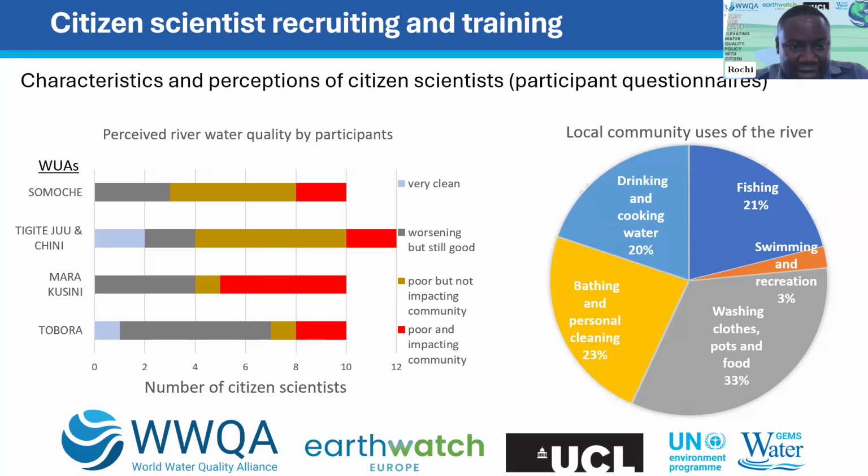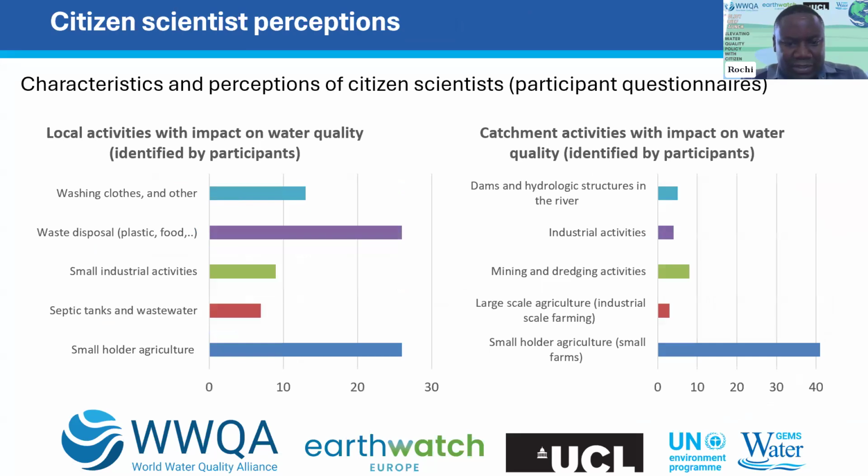As the data shows, for Somoche, all points are indicated by different numbers. Very clean appears for Somoche, but there are some larger impacts in this area. For Tigite also, there are some worse but still usable points. Some larger numbers appear in poor and impacting communities, because this area has agricultural activities and mining activities. In Marakusini also there are some a little bit worse but still good. It shows like this, and larger numbers appear in poor and impacting community.